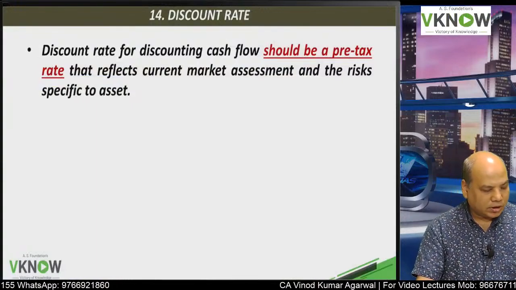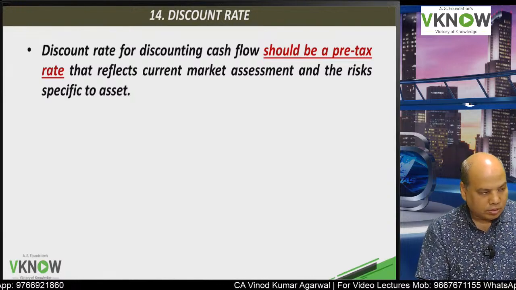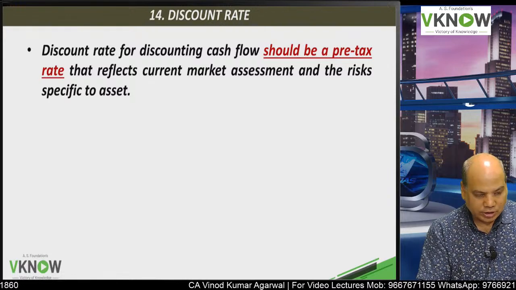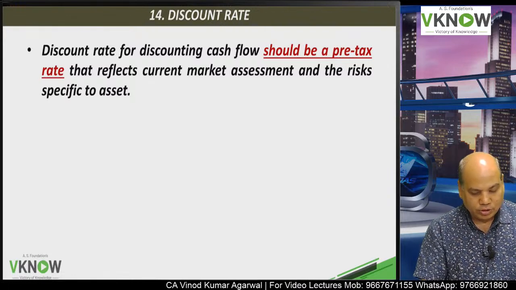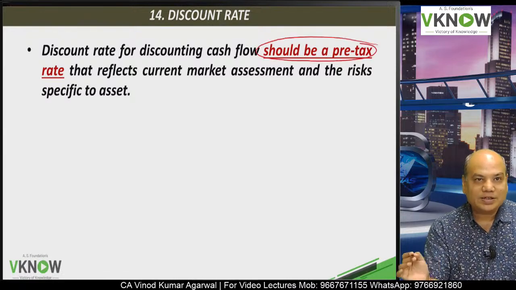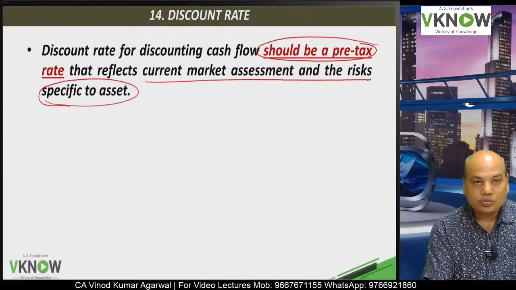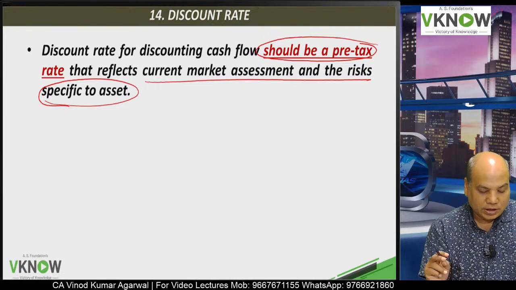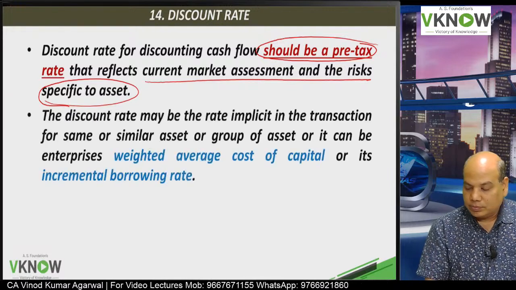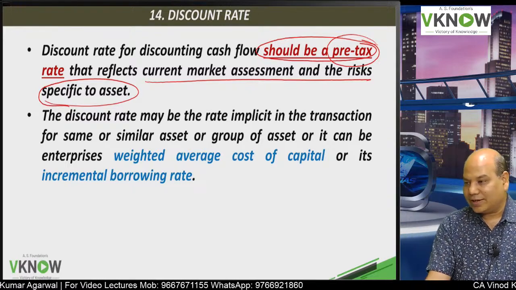So today let us start with paragraph number 14. For calculating value in use, we will require a discount rate. First point is that the discount rate should be a pre-tax discount rate. The discount rate should reflect the risk specific to the asset. If the asset has a higher risk, it will be discounted using a higher discount rate. Pre-tax discount rate means do not adjust for the tax effect.